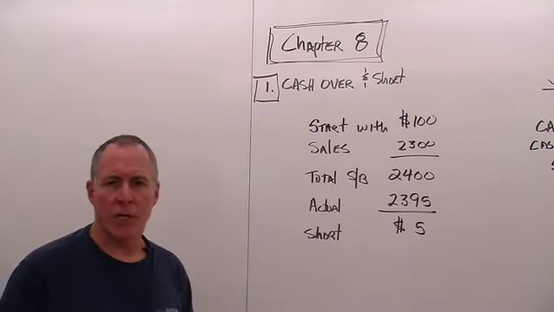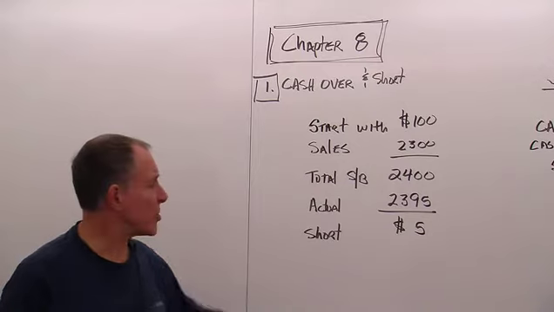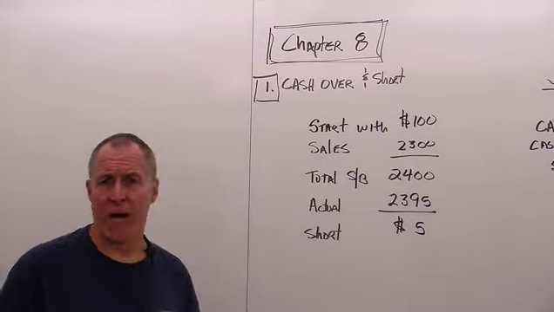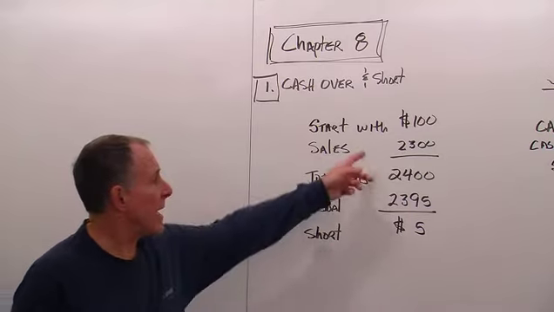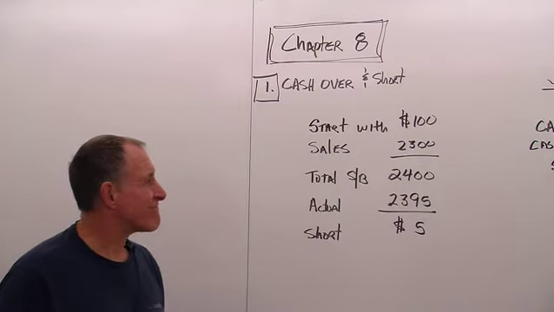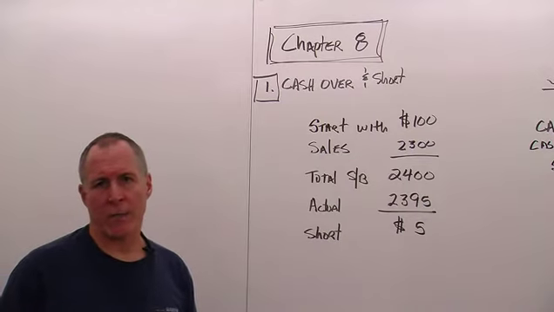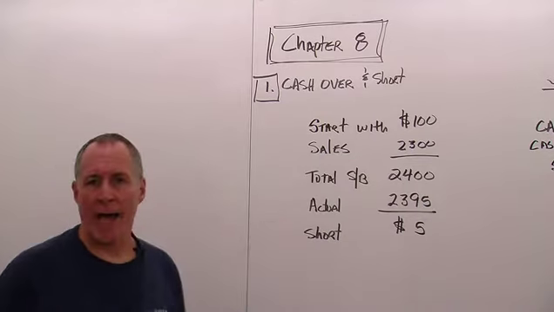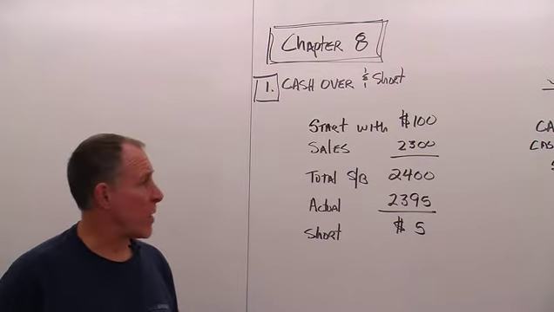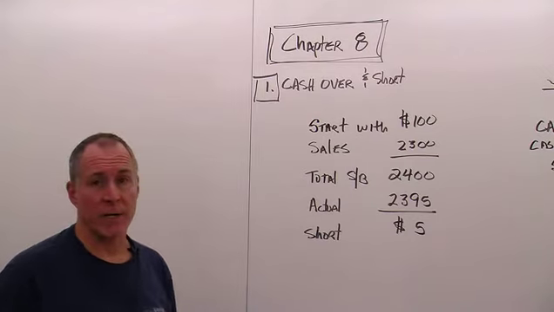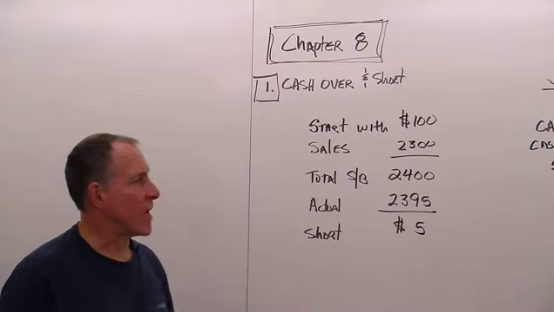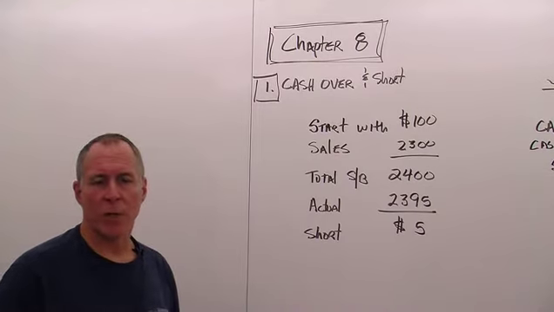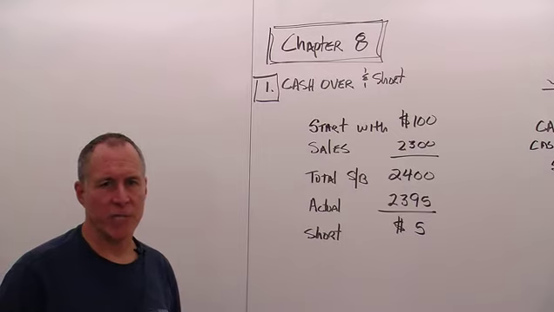We need to record this in our books and records. Now, some people would say, well, let's just reduce sales by $5. Only record $2,295. Well, you can't do that. You have to record the sales that you actually have. And you had sales of $2,300. You have to record that you are short $5. And then you have to record the additional cash that you have received.